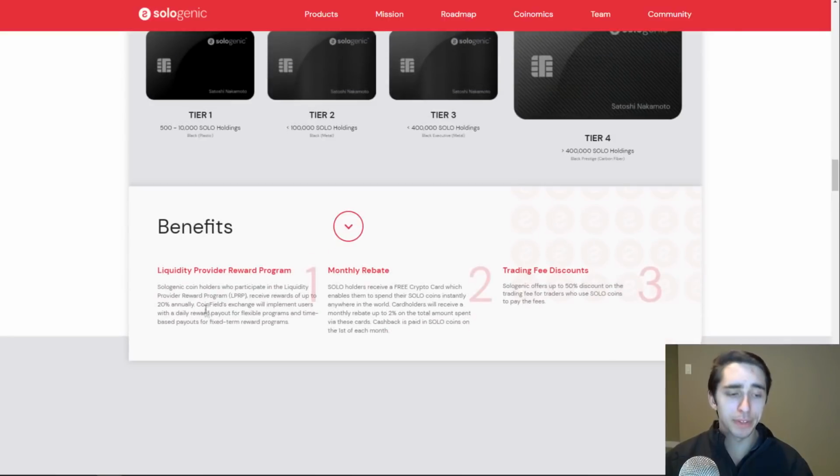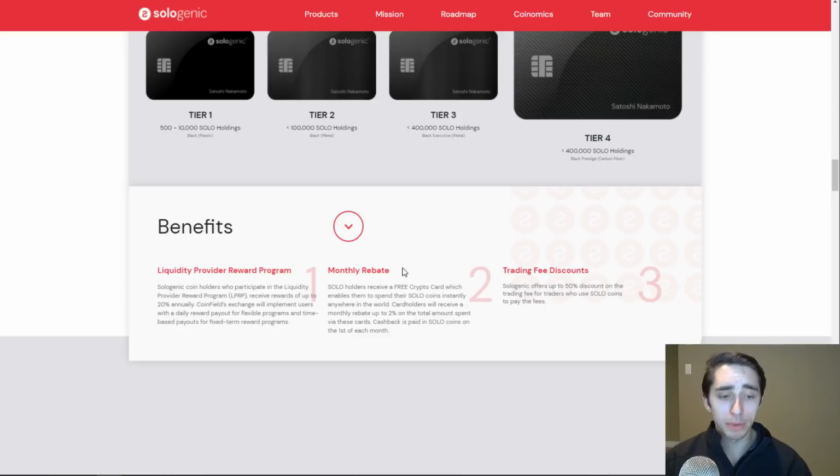The first benefit is the liquidity provider reward program. Because you're staking Solo, you're going to be able to get rewards for this. Like proof of stake, how you get a yield, it's generally the same kind of picture when it comes to the liquidity provider program, where you can get up to 20% annually in rewards. From my understanding, you're getting paid in Solo, but 20% is a pretty good yield. If the exchange, the platform and the ecosystem are getting more adoption, then you could see the value of the coin go up, or it could go down. Something to keep in mind.